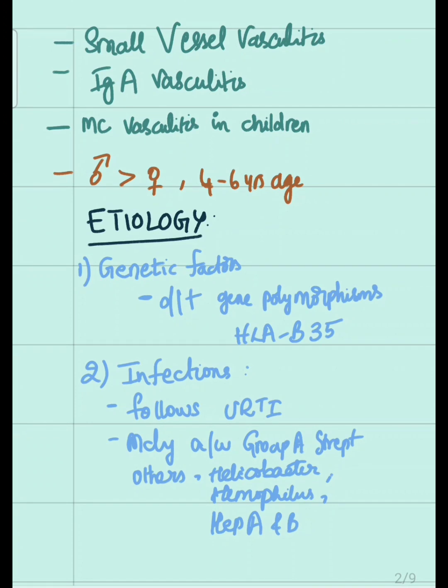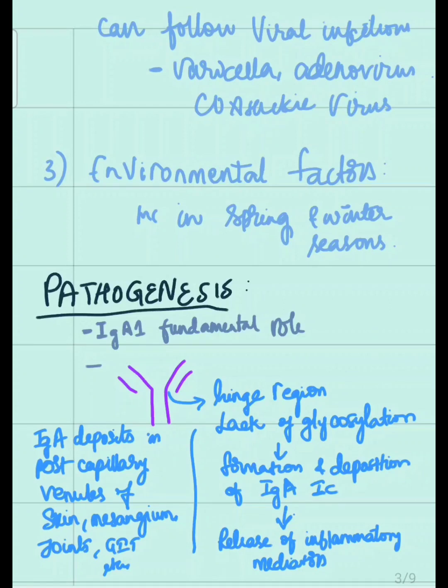It usually follows upper respiratory tract infections. It is most commonly associated with group A streptococci. However, other bacteria such as Helicobacter, Haemophilus, and hepatitis A and B are also responsible. It can also follow viral infections such as varicella, adenoviral, and Coxsackie viruses.